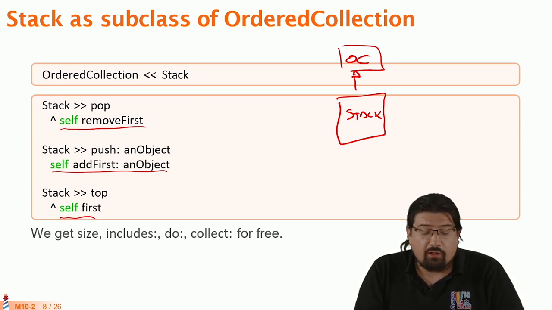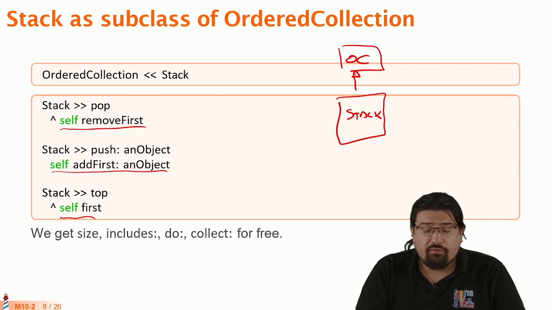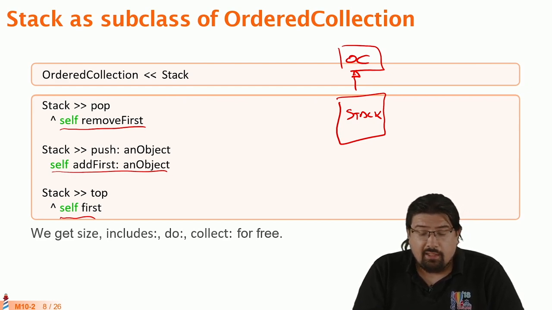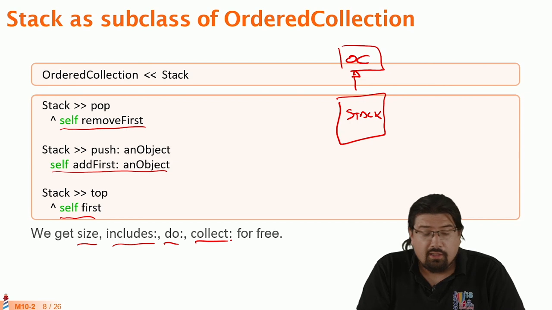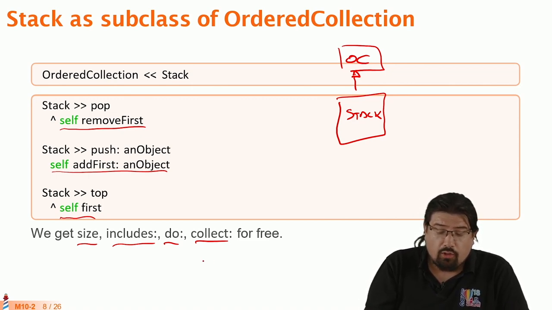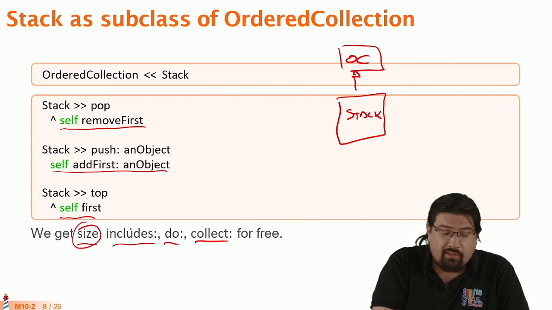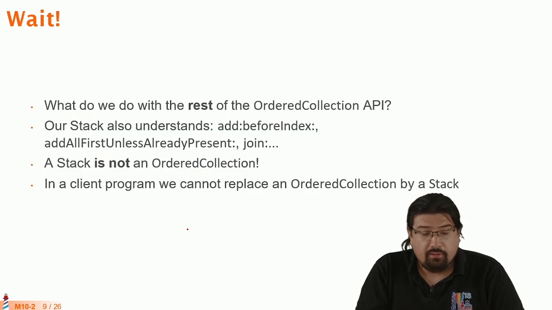By this, we are going to have some advantages. Implementing the stack like this will give us all the reuse of the code that is interesting in OrderedCollection, like the implementation of size, includes, do, collect, and so on, that are interesting for our stack. So we see that we are using subclassing as a way of getting code reuse. We are winning the implementation, reusing the implementations that are useful for us.